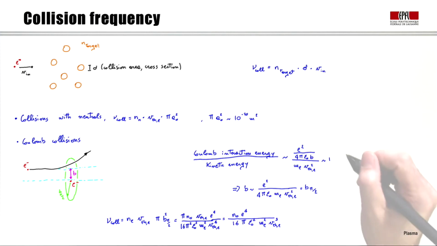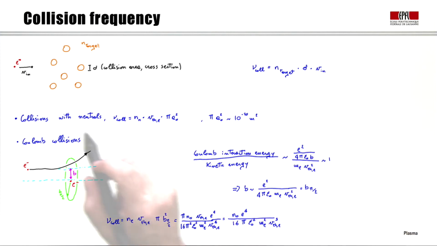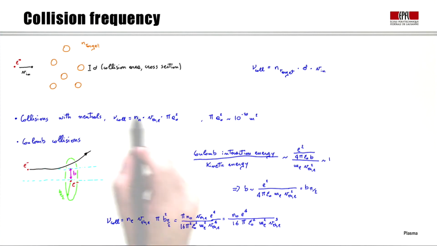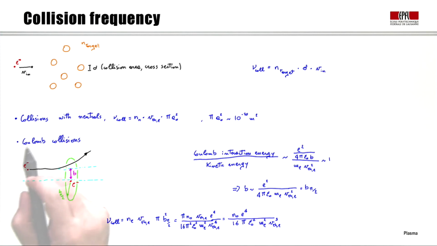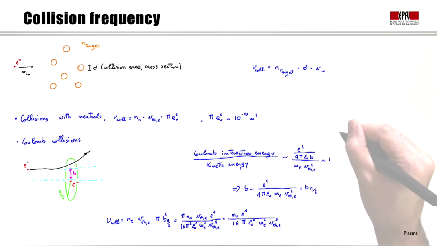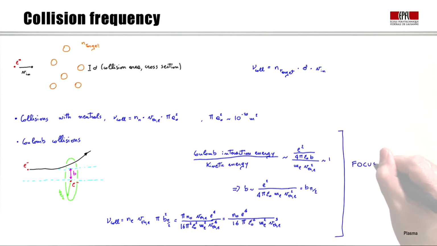Now, in the rest of the present lecture, we will actually neglect the collisions with neutrals, and we will take into account only Coulomb collisions, which are the most interesting collisions you can look at in a plasma.